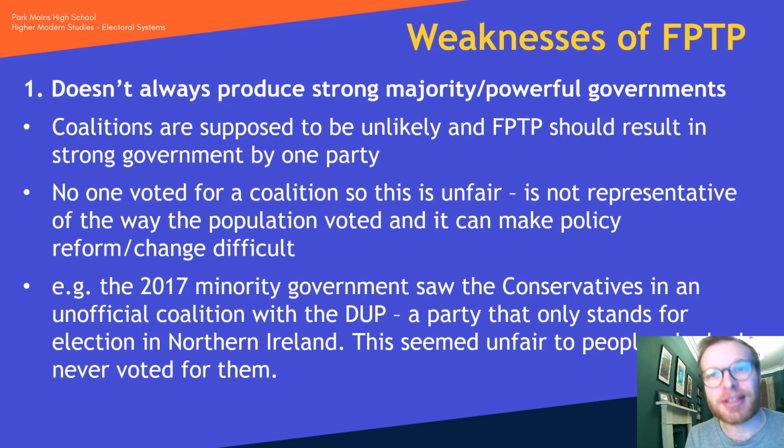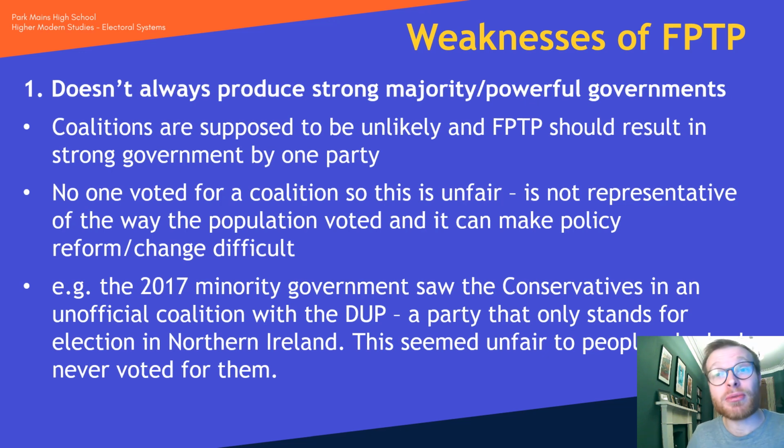Now, you might think, why is that a weakness of first past the post? Because people don't expect coalitions. They go into the voting booth expecting to get what they voted for. Then when it does happen, people think that's unfair. So for example, in 2010, nobody voted for a coalition and nobody expected a coalition. So it seems unfair that the Liberal Democrats and the Conservatives then changed a lot of their policies. For example, the Liberal Democrats were against tuition fees. They went into a coalition and they ended up introducing tuition fees. People think that that's unfair.